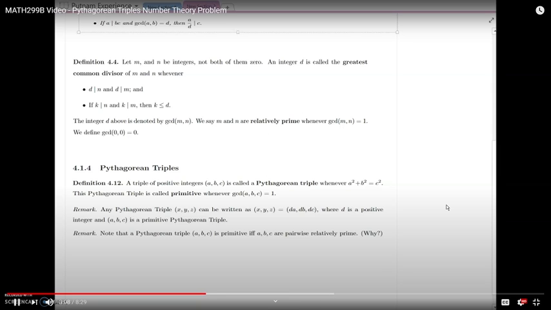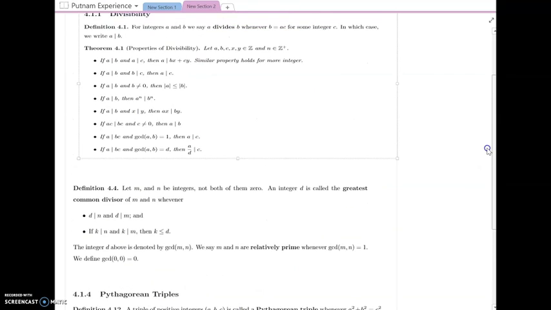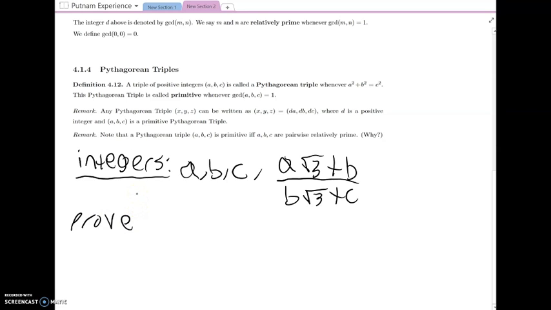It just shows that any Pythagorean triple can be generalized with a formula, and it also shows that a Pythagorean triple is primitive if and only if a, b, c are pairwise relatively prime. So when I saw that, that's what triggered me to copy and paste definition 4.4. So I thought definition 4.4 and the remarks for the Pythagorean triples were connected. It wants me to prove, yeah, okay, I got it.